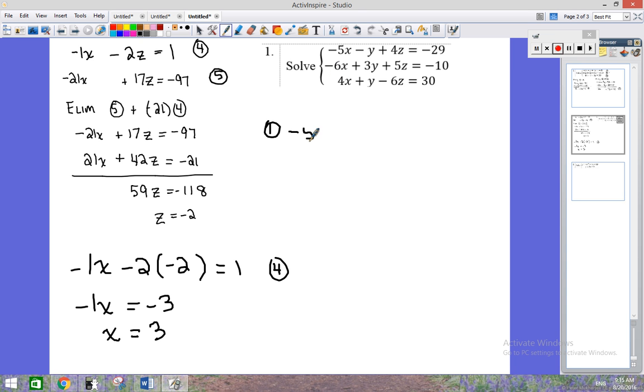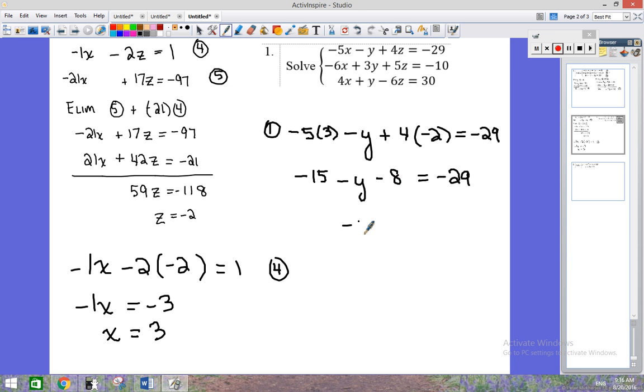I've got negative 5 times x, where x is 3. I've got the opposite of y, and that's what I'm trying to find out what y is, plus 4 times z. And the claim in equation 1 is that that's equal to negative 29. Alright, so this guy is a negative 15. The negative 15 and a negative 8 is a negative 23. If I add that, I get a negative 6. So I'm getting that y is equal to 6.